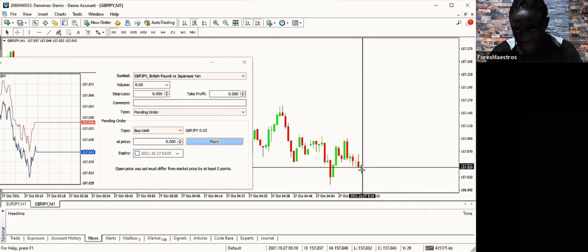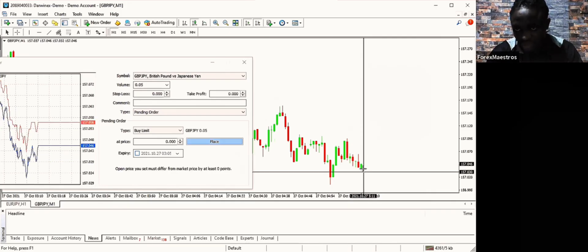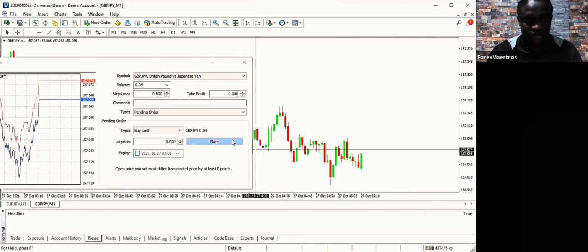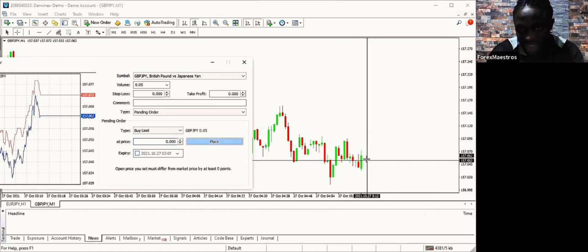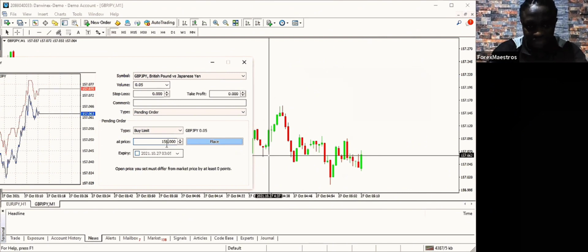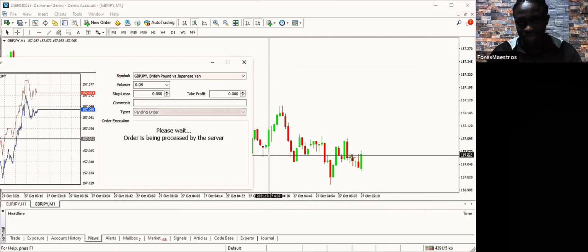Let's say I want to enter the market when price comes down to 157. Look at where my crosshair is, 157.035 at 157.305. Okay, this one has gone. This one is going. Let's look at it here. Yeah, 157.051. 157.051. And I want to place a buy order.